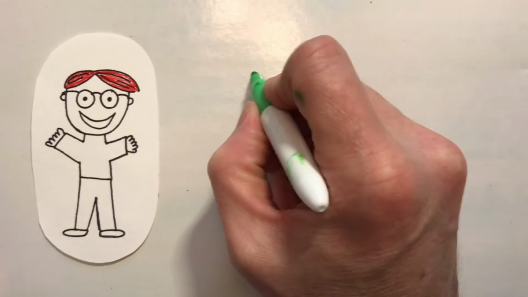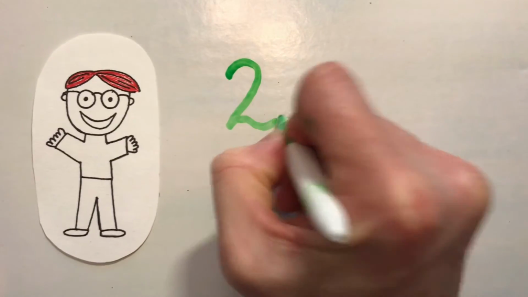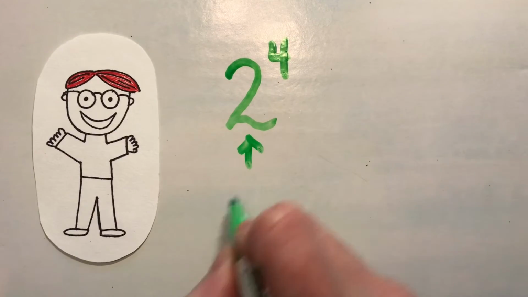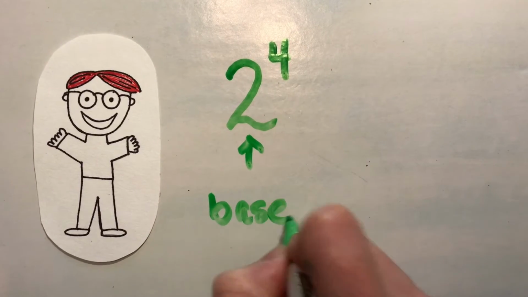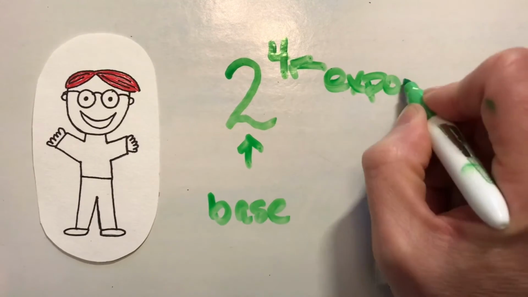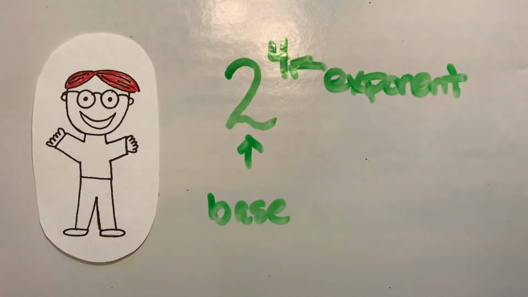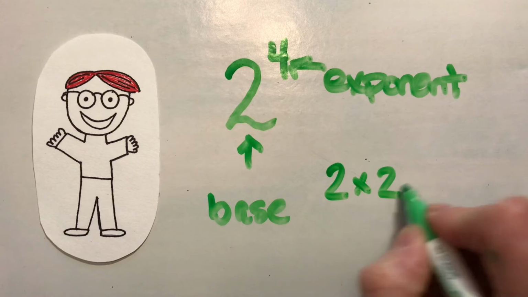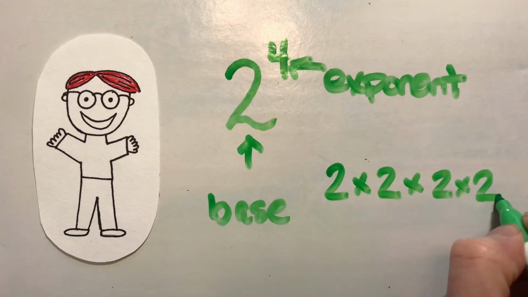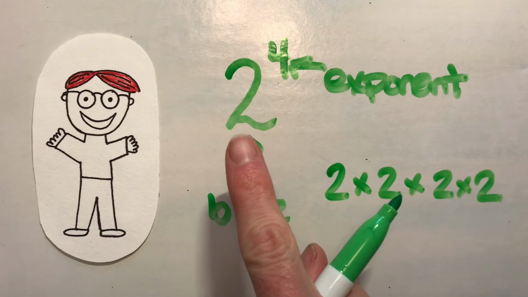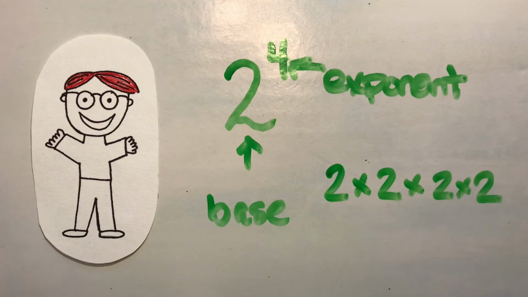Let's take the question 2 to the exponent of 4. Now, there are a few pieces to the puzzle here that we can name. The base is your 2. It's the big number that we're doing the repeated multiplication with. This number up here is the exponent, which is the number of times that we multiply the base by itself. Together, these two things are called a power. When it's written like this, it's called exponential notation. When I expand it out like this, 2 times 2 times 2 times 2, that's expanded notation. Both meaning the same thing, but it's expanded notation that allows us to see the repeated multiplication.